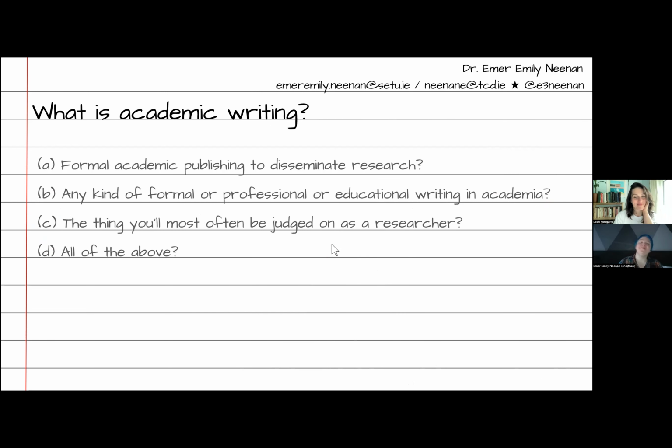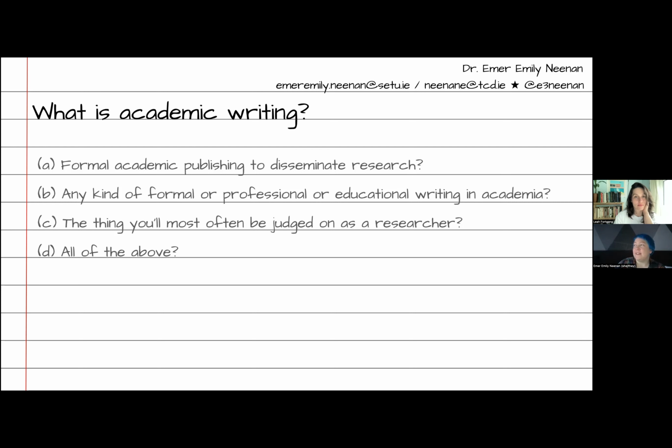Okay, so when we talk about academic writing, we can mean the formal type of academic publishing in peer-reviewed journals for disseminating research. We can also mean all the different formal professional education type of writing that we do in academia. I think academic writing is the thing that you will most often be judged on as a researcher, as an academic.